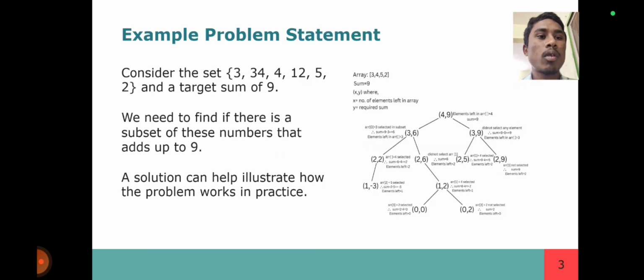Then an example problem statement. Here we consider the elements 3, 34, 4, 12, 5, 2. Here the target sum is 9. So we need to find if there is a subset of these numbers that adds up to 9. A solution helps illustrate how the problem works in practice. We have considered the elements 3, 4, 5, 2. Here is the state space tree of the subset sum problem.